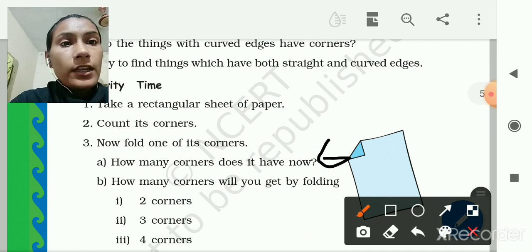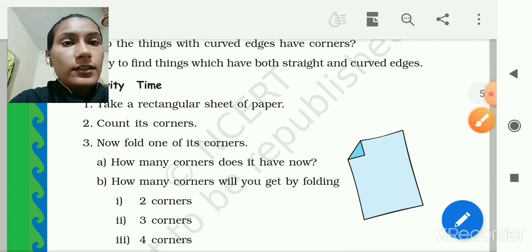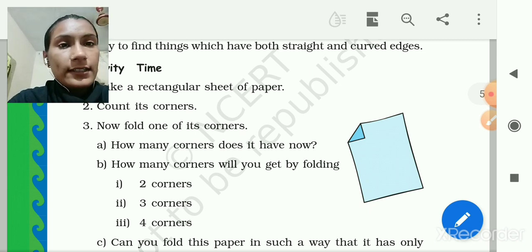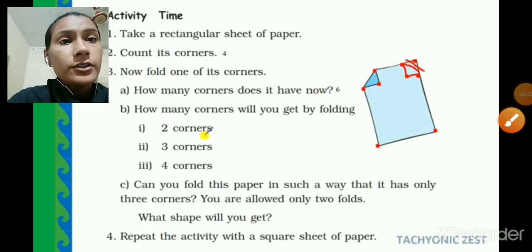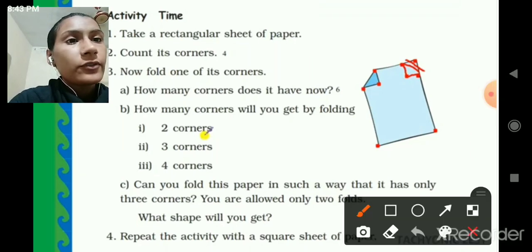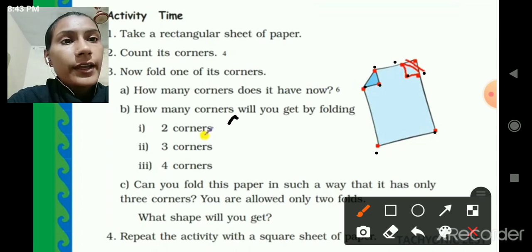Then how many corners will you get by folding 2 corners? Let's see. If we fold 2 corners, then how many corners will you get? You can see 1, 2, 3, 4, 5, 6, 7, 8. So you will get 8 corners.